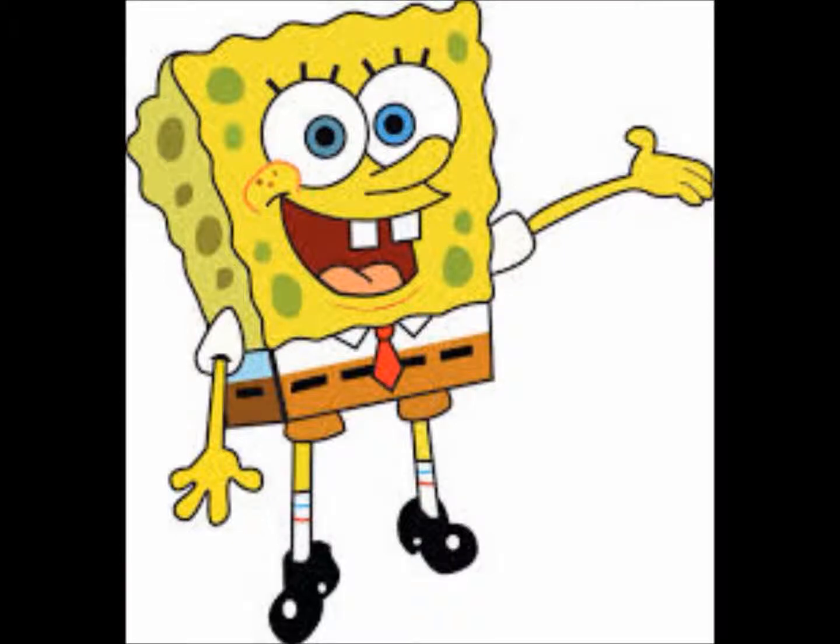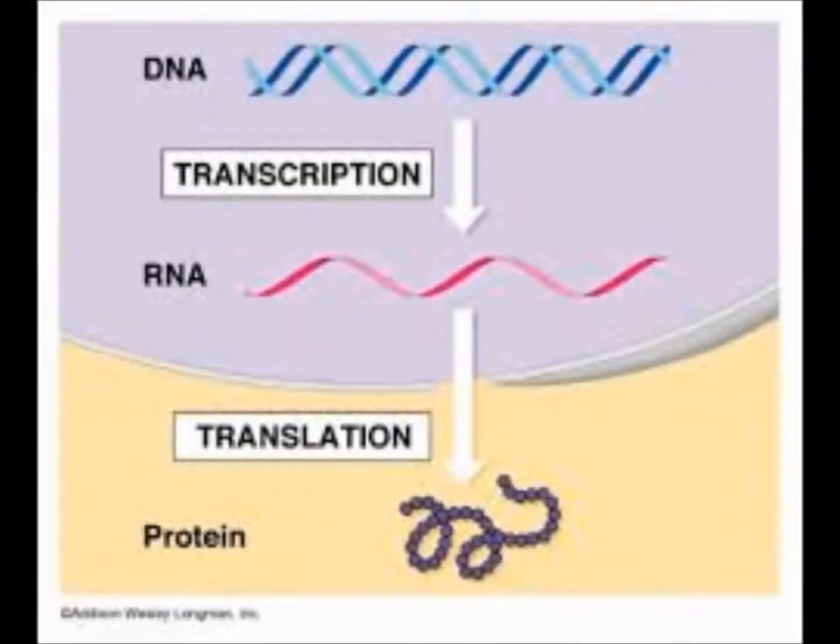SpongeBob has eaten a bad Krabby Patty, and now a mutation is happening to his color. For us to see the mutation, we have to go back to where transcription and translation occurred. Transcription is DNA to RNA. Translation is RNA to protein. The first step SpongeBob's color gene is going to have to go through is transcription.